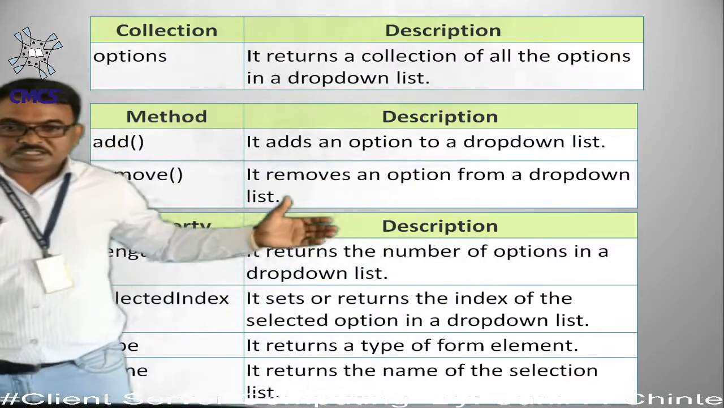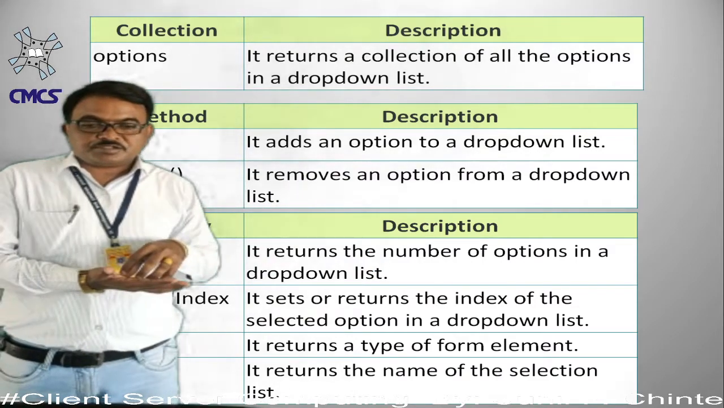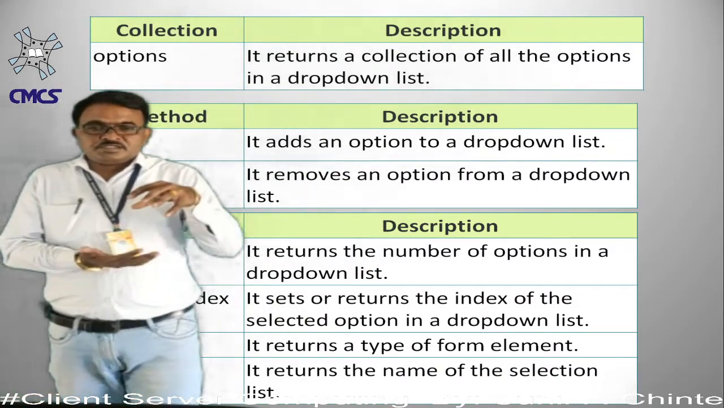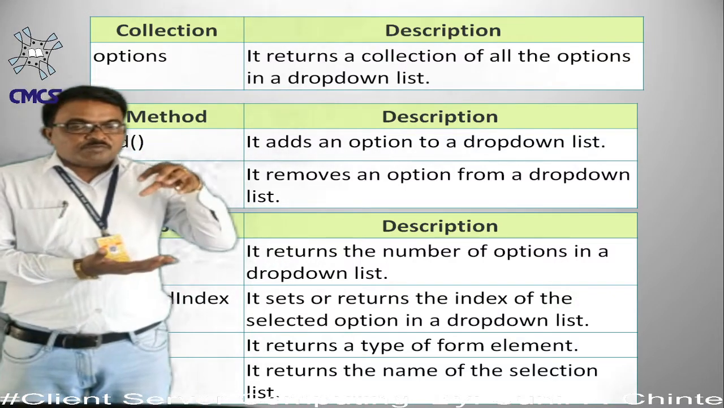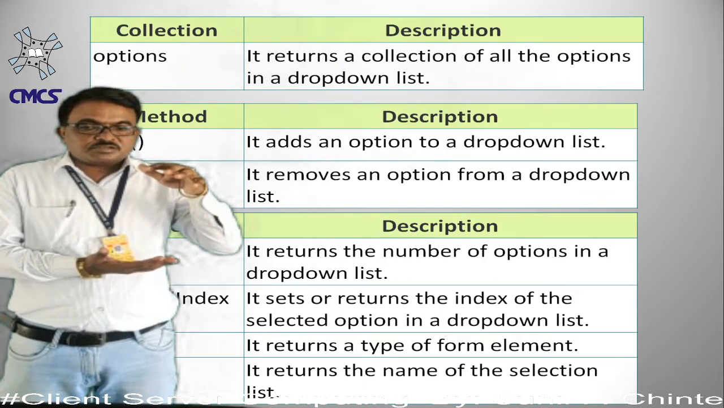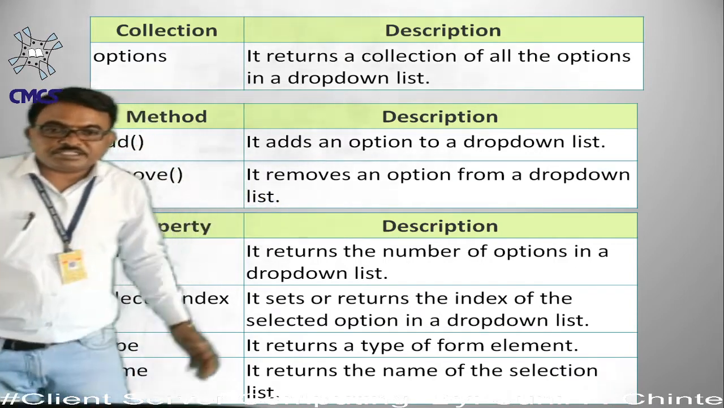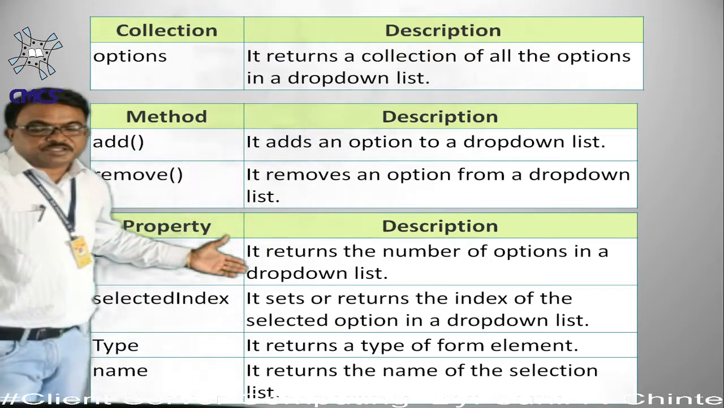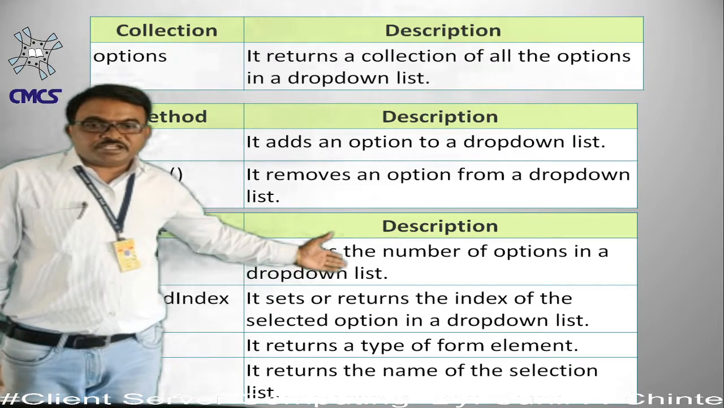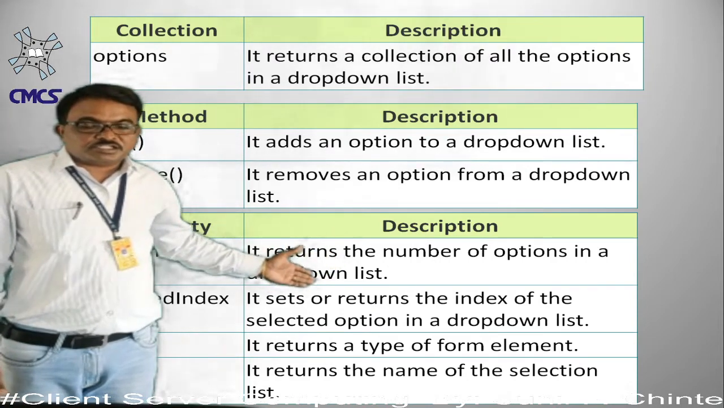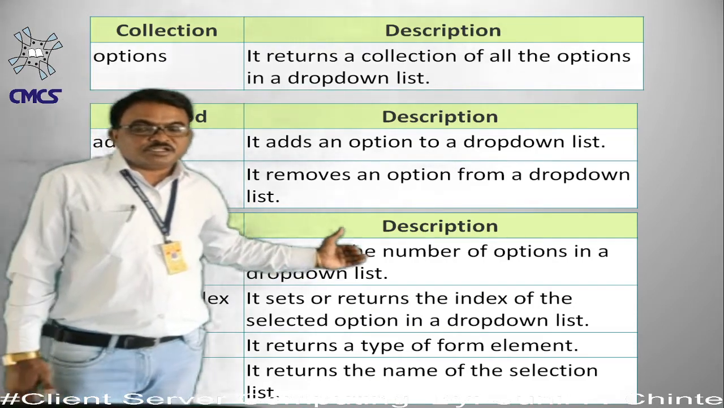The length property returns the number of options in the drop down list. It means the number of options available in the list is returned by the length property. Then the selected index property sets or returns the index of the selected option. This property returns the index of the selected option from the drop down list.